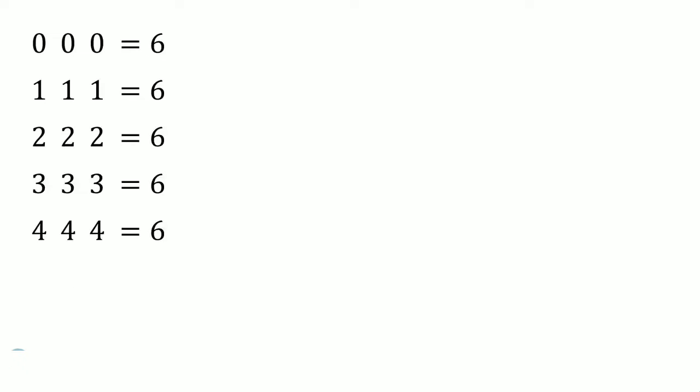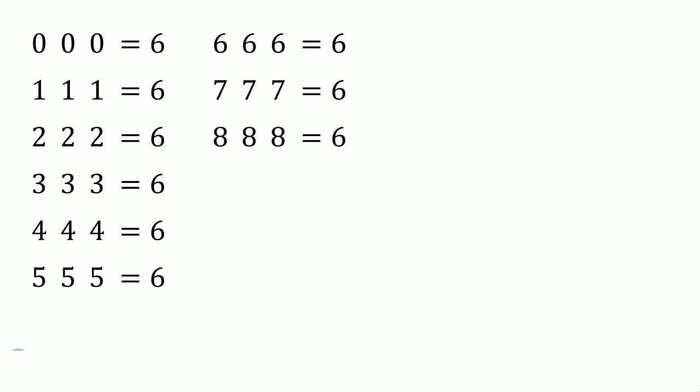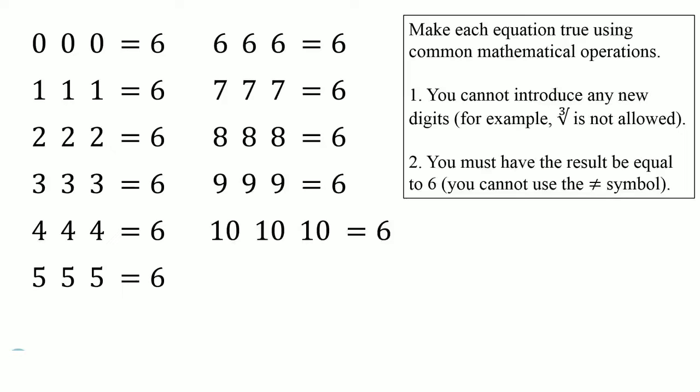Here is a very fun number puzzle. You start out with 3 identical copies of each number, and you need to make it to 6. The puzzle is to make each equation true using common mathematical operations. There are just 2 rules.